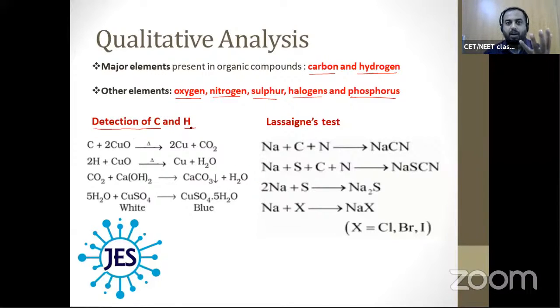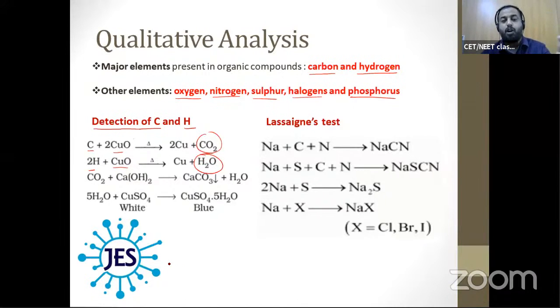If a given organic compound is heated with copper oxide, that being an oxidizing agent, it oxidizes the carbon and hydrogen in the compound to carbon dioxide and water. Careful, listen. The carbon and hydrogen content in an organic compound, when heated with cupric oxide, gets converted to their corresponding oxides, carbon dioxide and water.